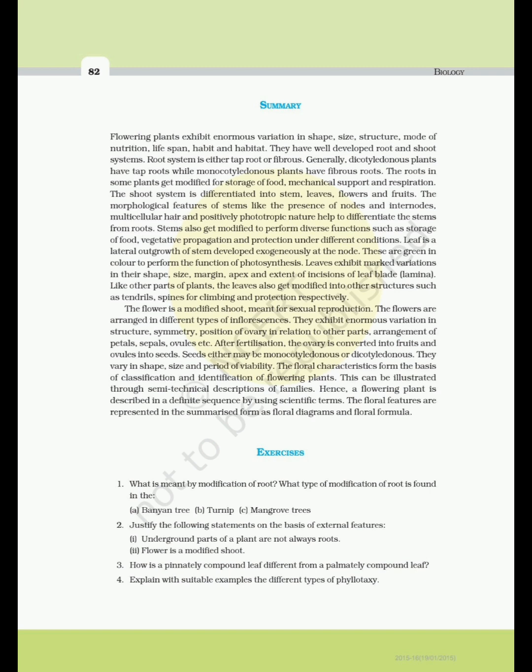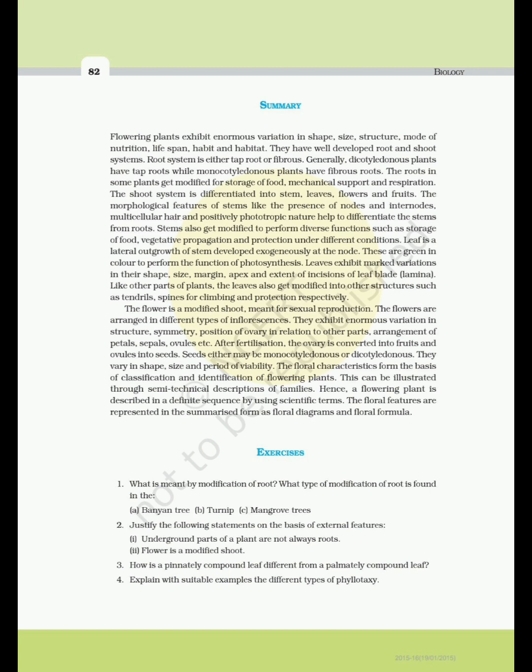The flower is a modified shoot, meant for sexual reproduction. The flowers are arranged in different types of inflorescences. They exhibit enormous variation in structure, symmetry, position of ovary in relation to other parts, arrangement of petals, sepals, ovules etc. After fertilization, the ovary is converted into fruits and ovules into seeds. Seeds either may be monocotyledonous or dicotyledonous. They vary in shape, size and period of viability.